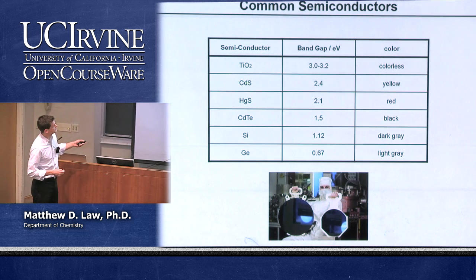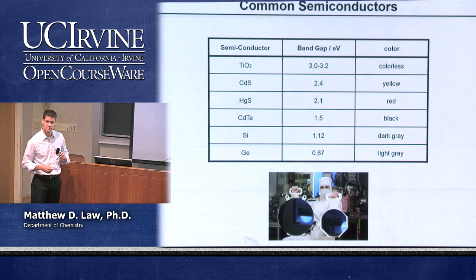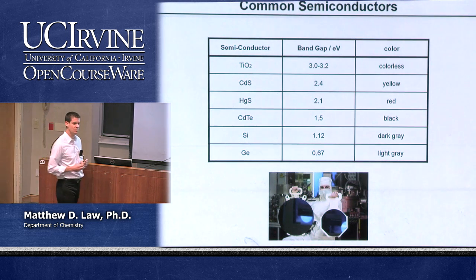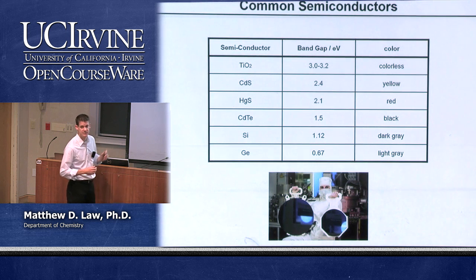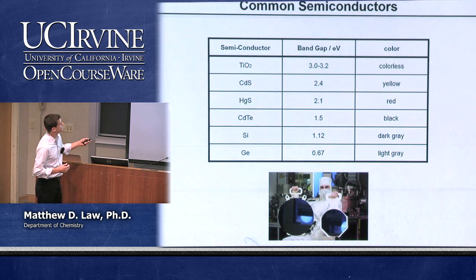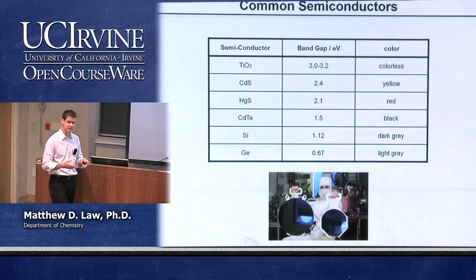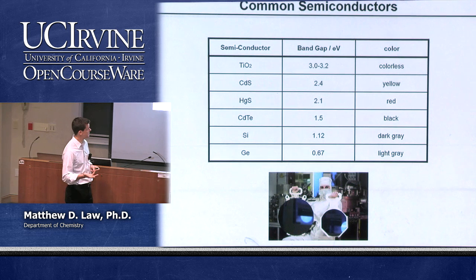Some other semiconductors in decreasing band gap: cadmium sulfide has a band gap of 2.4 electron volts, and if you convert that to wavelength, you'd realize that it absorbs blue light, and so it's going to look yellow. Okay? Mercury sulfide, this is called cinnabar, 2.1, that's a red band gap material, so it absorbs green and blue light, so it looks red.